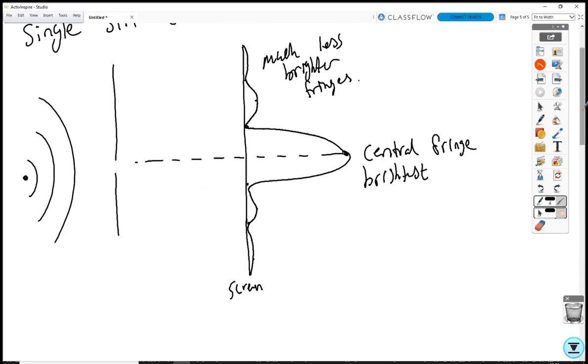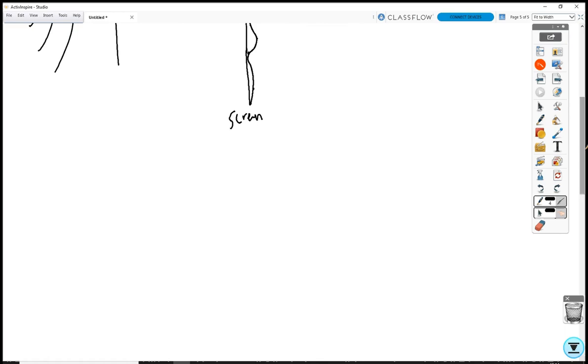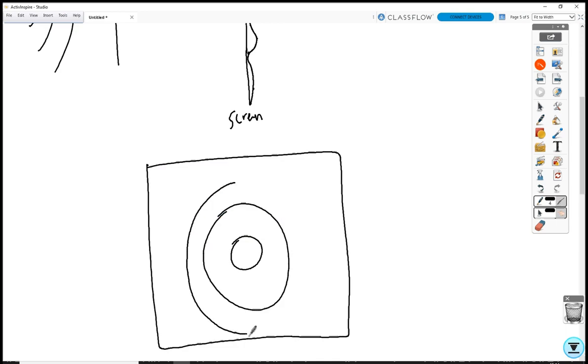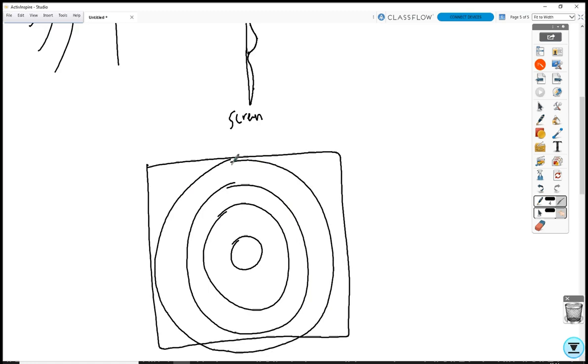Now, if you were to actually look at the screen in 2D, so look head on at the screen, you would see it as rings. So if this were the screen, you would have a central bright ring, then a dark ring, then a much less bright ring, then a dark ring, and then you might get a few brighter bits on the edges.